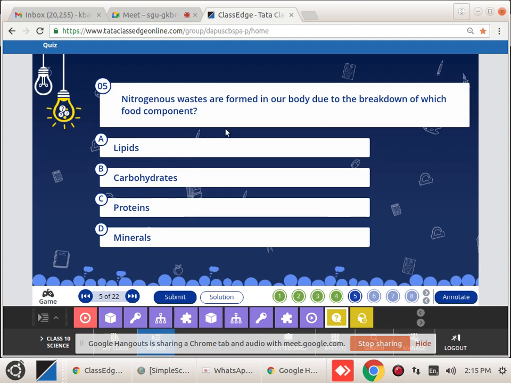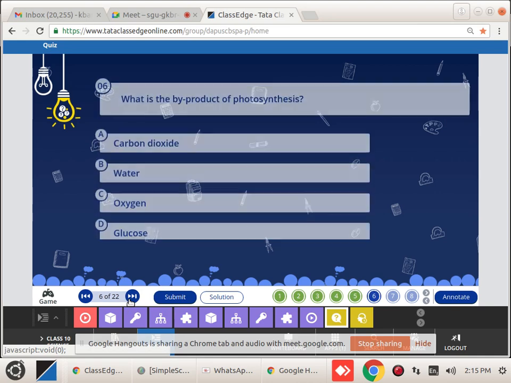Nitrogenous wastes are formed in our body due to the breakdown of which food component? Every day we take lipids, that is fat, carbohydrates, that is chapati or rice, protein, either in the form of milk or any other protein diet, or minerals. So basically the breakdown of proteins, because we know that the composition of protein is nitrogenous. So the answer will be protein. Okay, so next question.